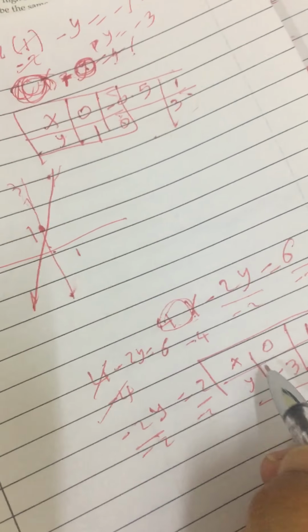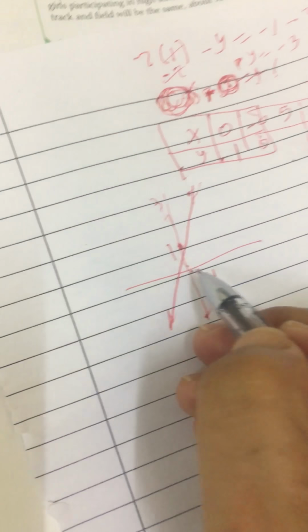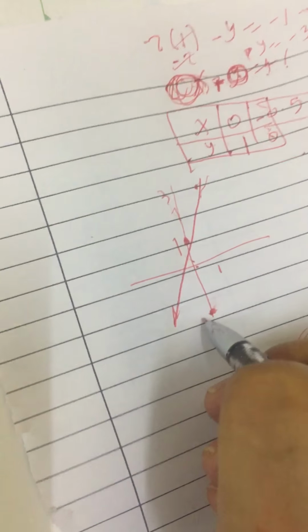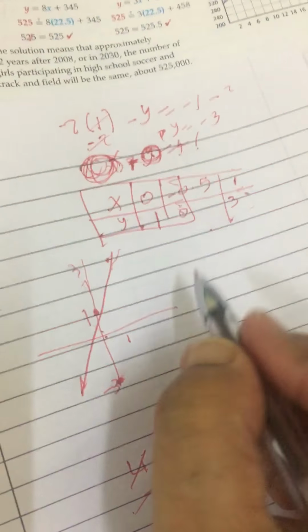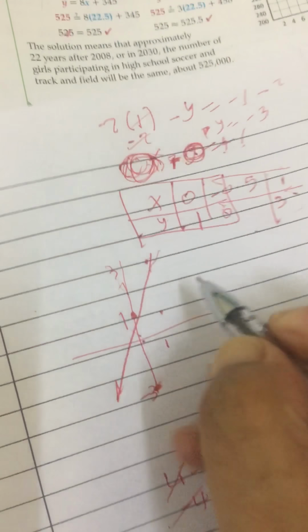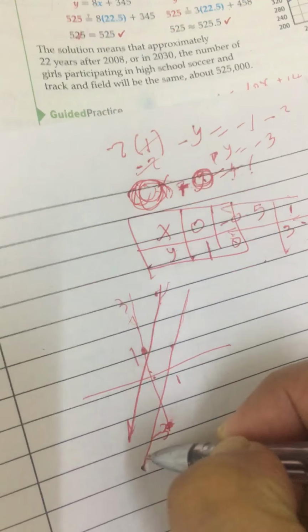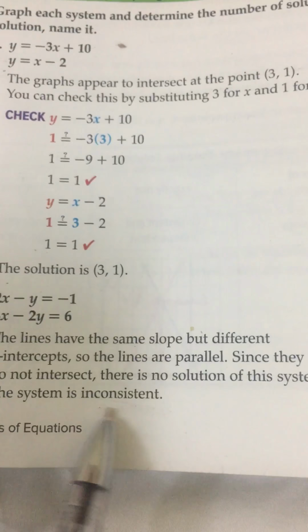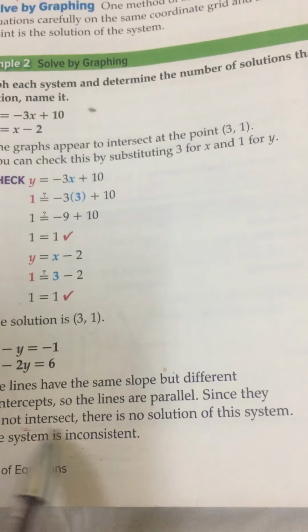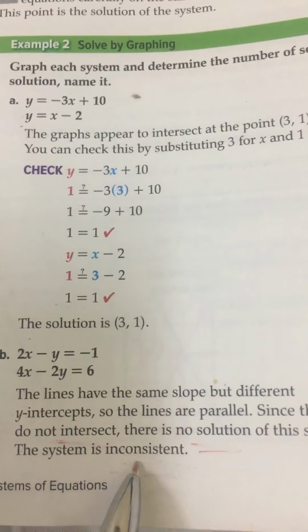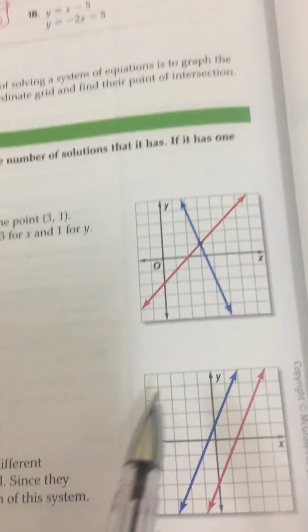I can graph on the same graph x 0, y minus 3. No x, only y minus 3. Then x 1, y minus 1. Yes, parallel lines. This means inconsistent. No intersection between them, no solution, and inconsistent because they are parallel lines. Inconsistent. Okay.